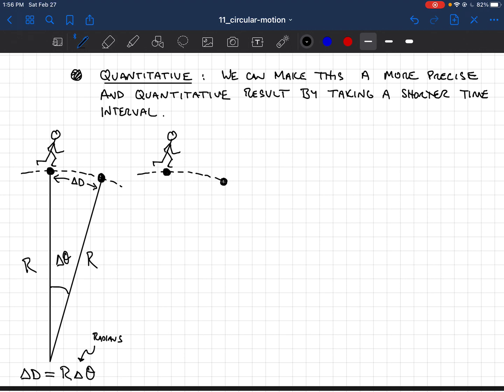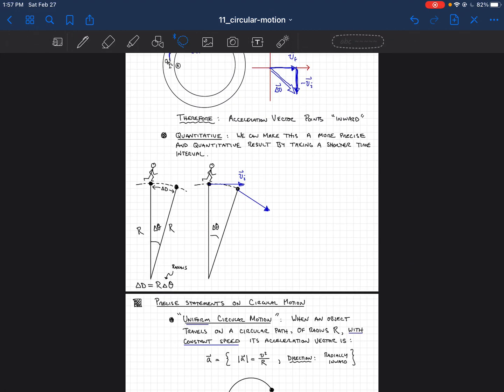I'm going to redraw it so that things don't get too ugly looking. So here's our r, and here it is again. And now I want to look at the velocity vectors as the person runs across there. So here's our delta theta. The velocity vector initially, well, it's always tangent to the path. So here it is horizontal. That's our initial velocity vector. And then tangent to the path a moment later will look like this. So that's our v final vector.